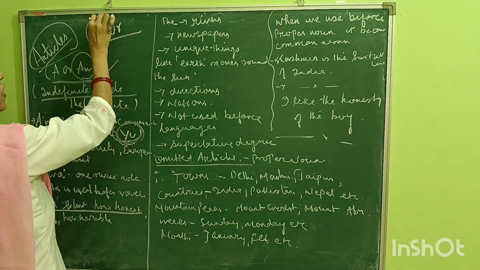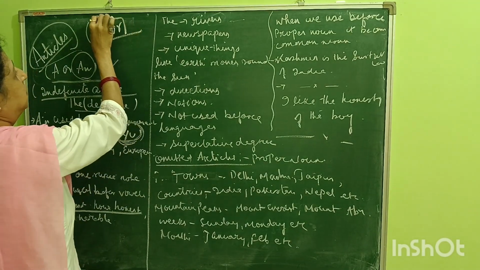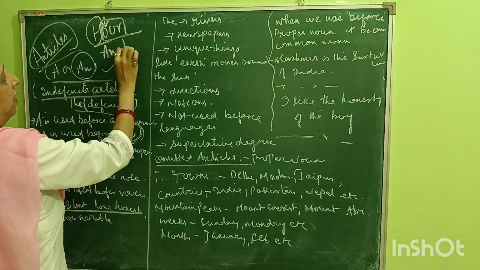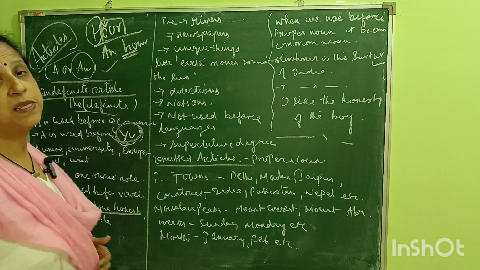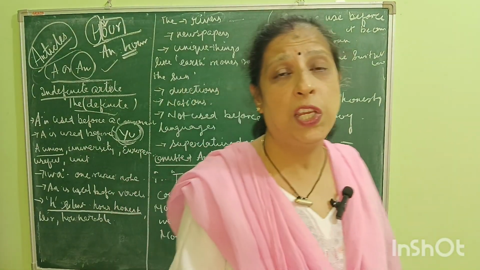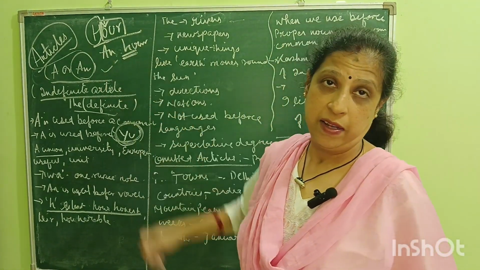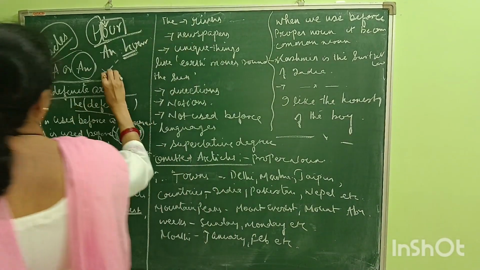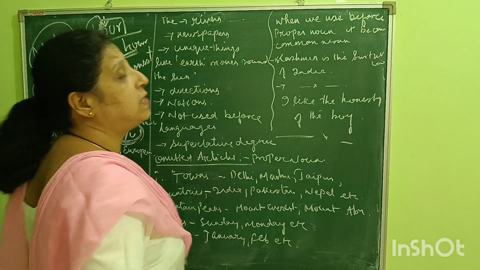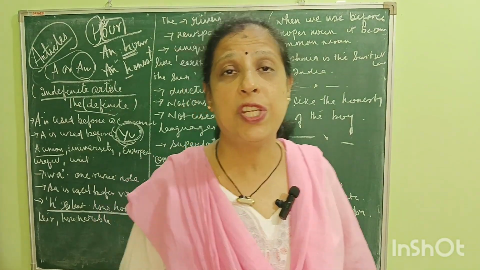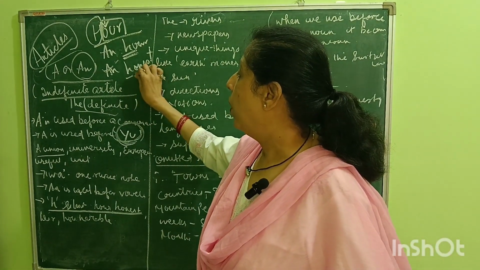We put more stress on the sound O. So here it becomes an R, where H becomes silent. Then again we can use an honest man. An honest man. Here again H is silent and it begins with the sound O.